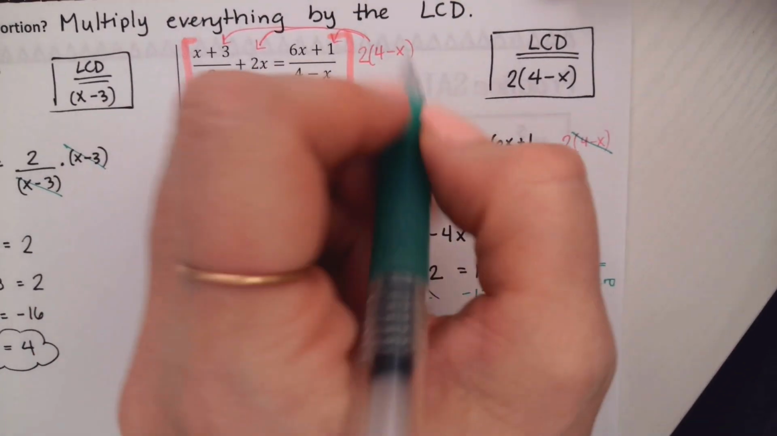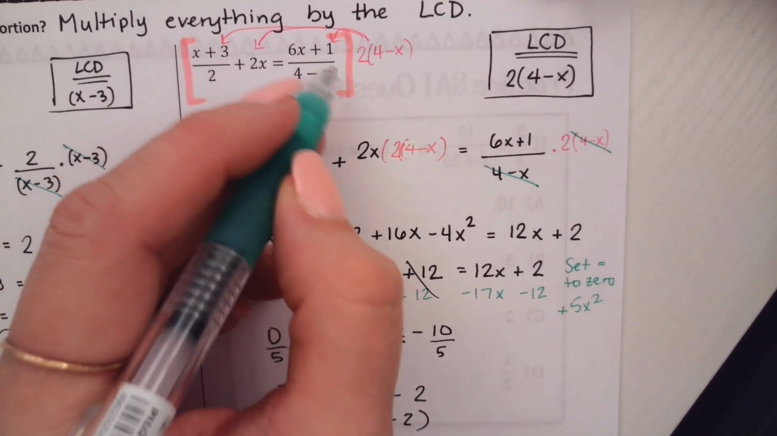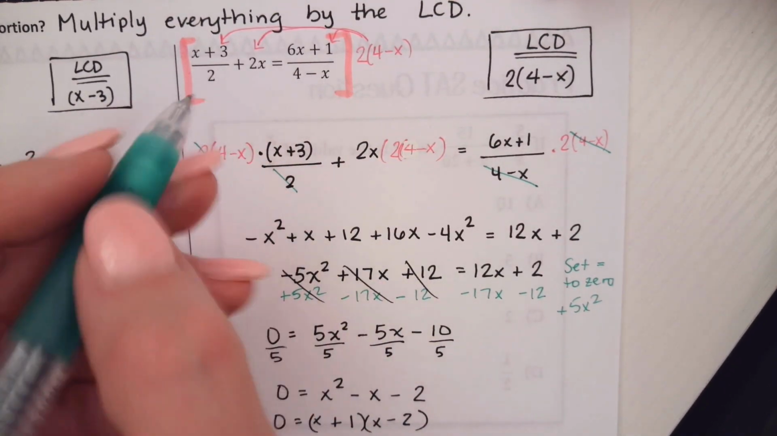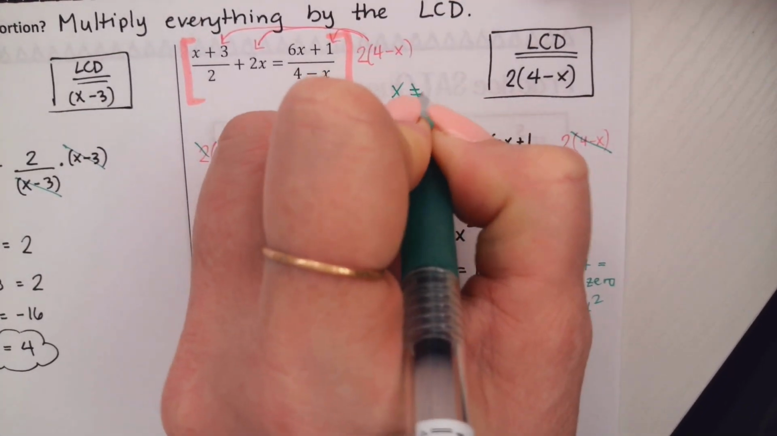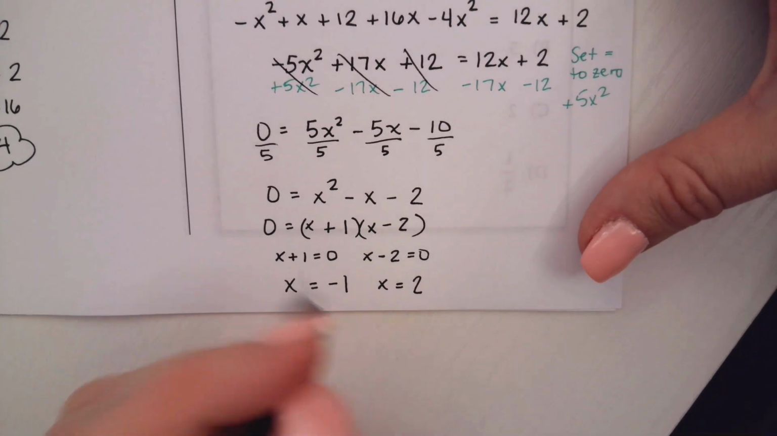Now let's think about what numbers the denominator is not allowed to equal. What are we not allowed to equal? 4. Yeah, 4 is the only number that would make a denominator equal to 0. X can't equal 4. And this is not one of those numbers. So how many solutions do we got? 2 solutions on this one.